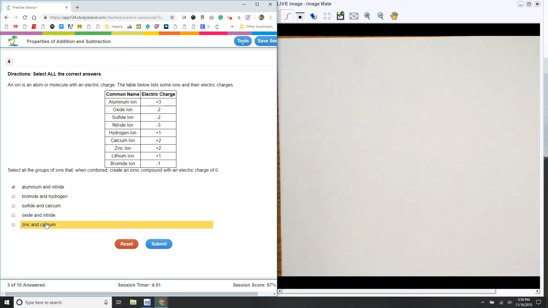What else? Let's go through these one at a time and see. Bromide and hydrogen. Where's bromide? Bromide is -1. Where's hydrogen? Hydrogen is +1. Do they cancel each other out? Yes, because they're opposites, +1 and -1.